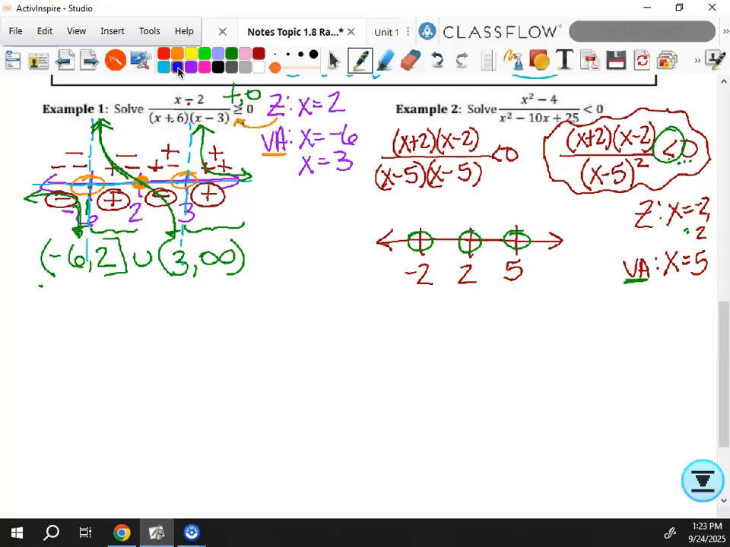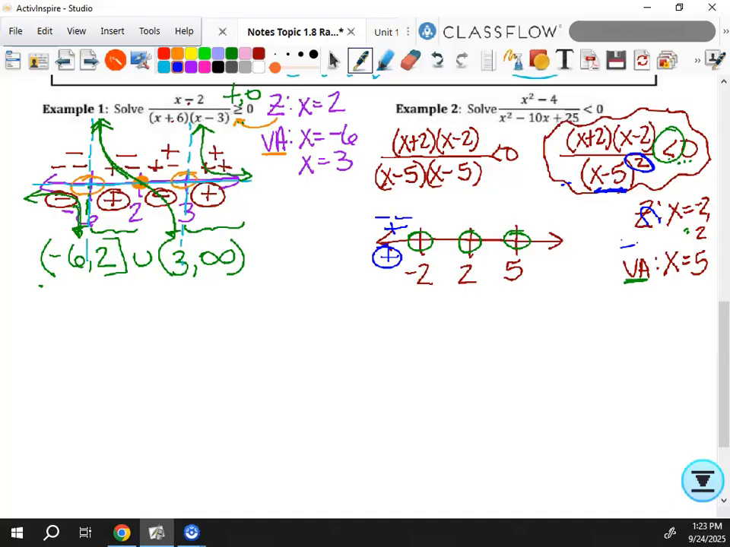I'm going to pick -3, and I'm putting it into here. So -3 plus 2 is negative. -3 minus 2 is negative. Whatever I put in here, I'm going to square it. So no matter what I put in here, what's the result going to be? Positive. So the denominator is positive no matter what. So this is positive overall.